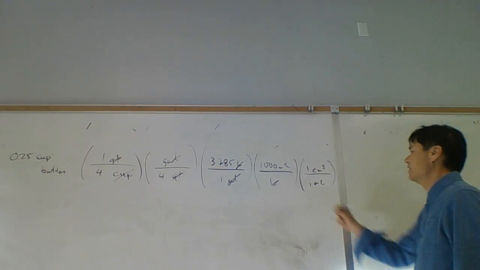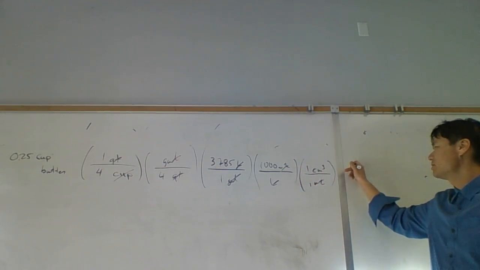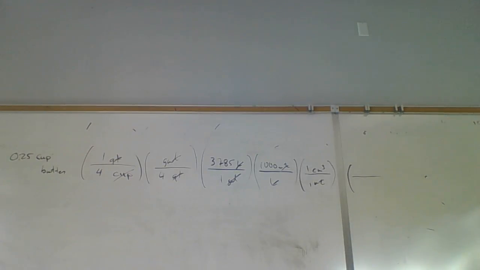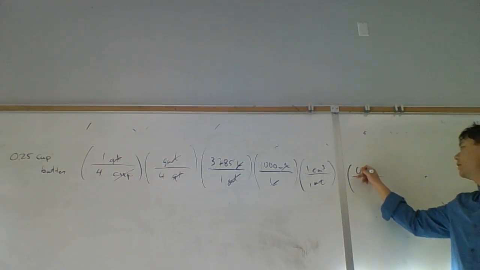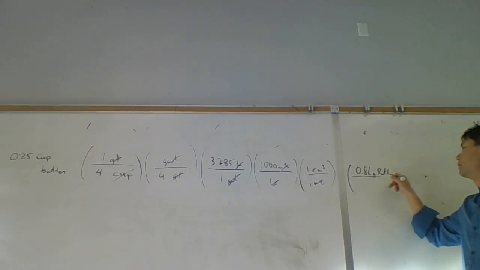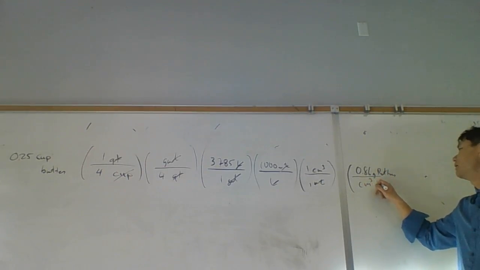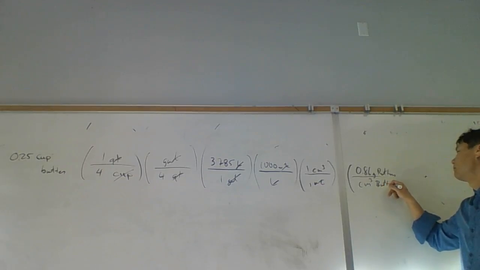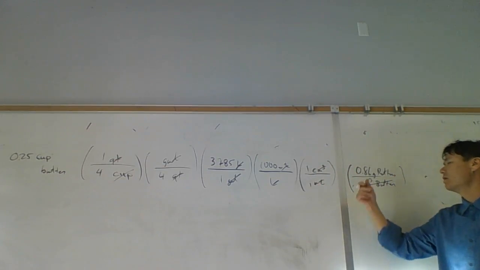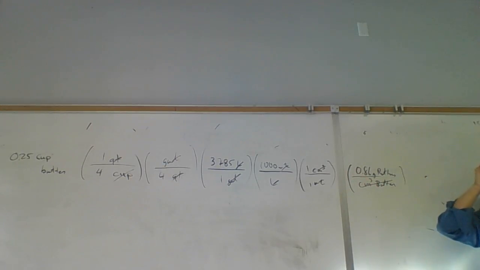Okay, so milliliters cancel. That leaves me with cubic centimeters of butter. Now, do I have something that cancels out cubic centimeters of butter? I do. That's the density here. This density is for butter. And so this just says there's 0.86 grams of butter per cubic centimeter of butter. And so here, my cubic centimeters of butter cancel out, and I go from volume to mass.